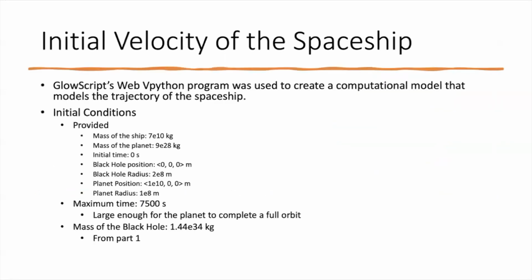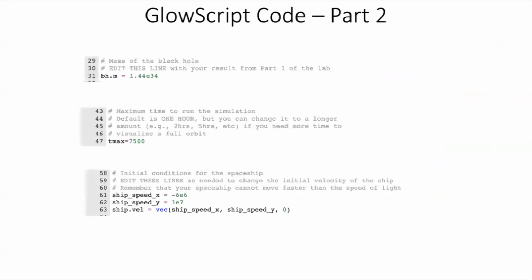Now this is part 2. Once again, VPython was used to create a computational model that models the trajectory of a spaceship. Initial conditions that were provided were the mass of the ship, mass of the planet, initial time, black hole position, black hole radius, planet position, planet radius, and the maximum time was set to 7,500 seconds, as that was large enough for the planet to complete a full orbit, and the mass of the black hole was 1.44e34 kilograms, which was derived from part 1.